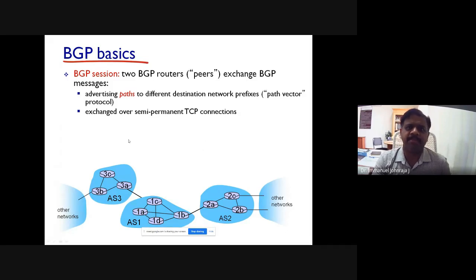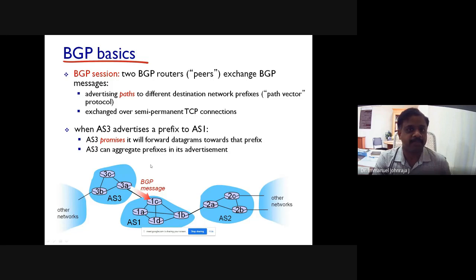We have a keyword called BGP session. Two BGP routers exchange BGP messages, which means you have a router called 3A and you have 1C. These are two routers which can be called peers, provided they have established a BGP session. Otherwise, they are just routers. So BGP peers shake hands, say hello, and then start exchanging BGP messages. They advertise the path, and they exchange the information using a TCP connection, which is also to be noted. We haven't spoken about the TCP protocol in the routing protocols so far.